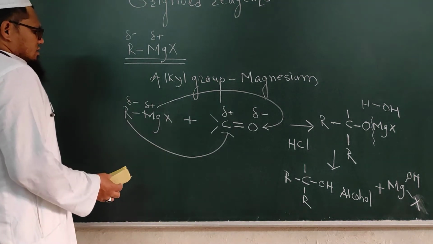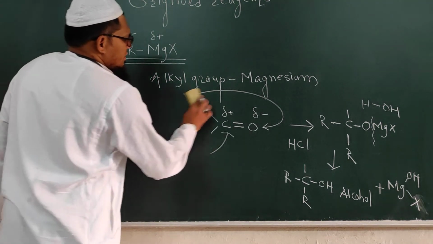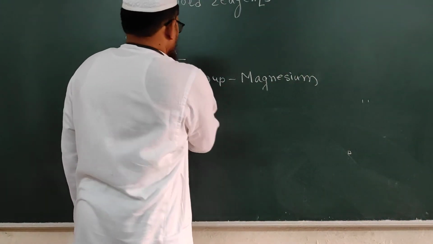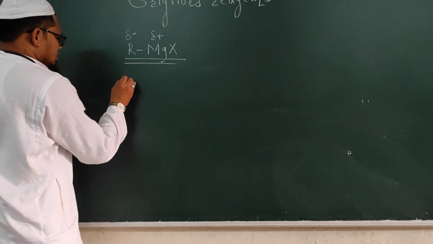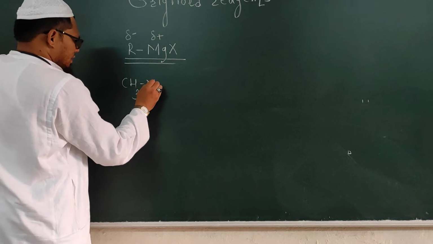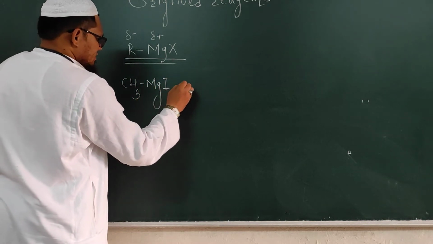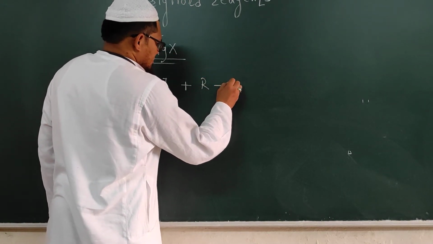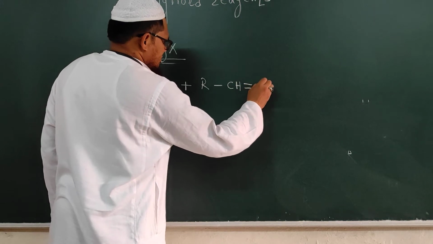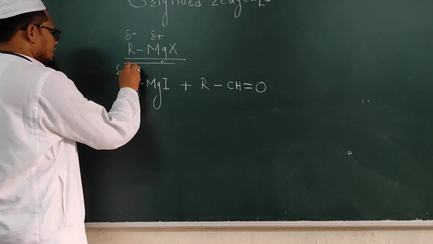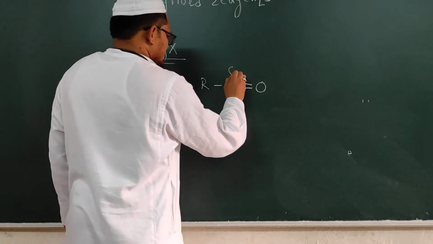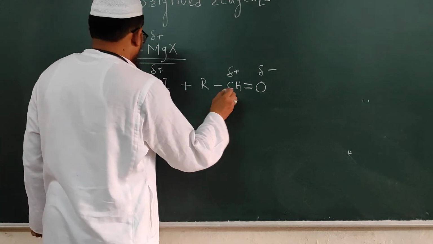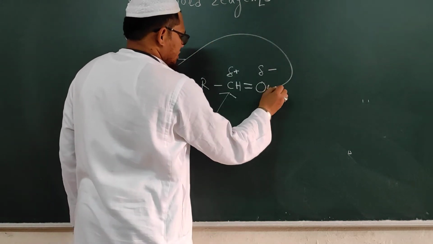Let us see a direct example. This is the mechanism type of reaction. For example, this is methyl magnesium iodide. It is reacted with an aldehyde. This is delta negative, this is delta positive, delta positive, delta negative. So this will attack on this carbon, and the remaining part will attach here.